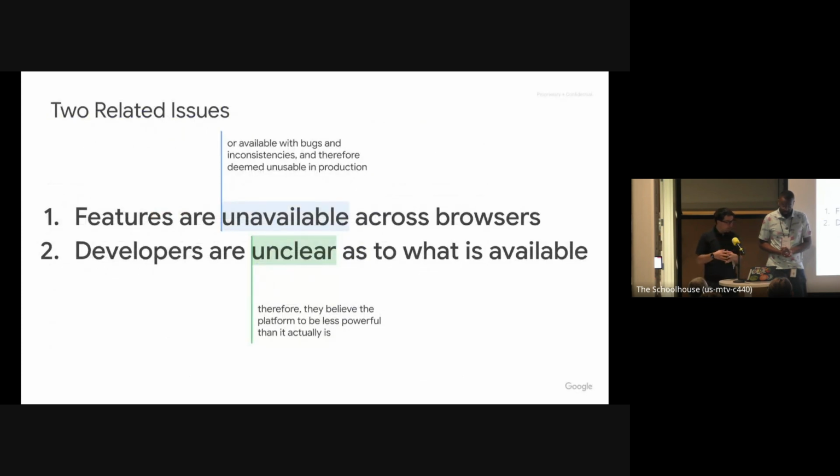And there are 2 related issues here. So one issue is that features are often unavailable across browsers, or if they are available, they come sometimes with major interoperability issues, and that means they can't be used in production, which reduces the impact that we have with actually shipping those features. And the second related issue is that developers are often unclear as to what is available, and that again reduces the impact that we have with the features, because just shipping it is not enough. Developers also need to be aware, and because they're not, they deem the platform less powerful than it actually is, which is really unfortunate.